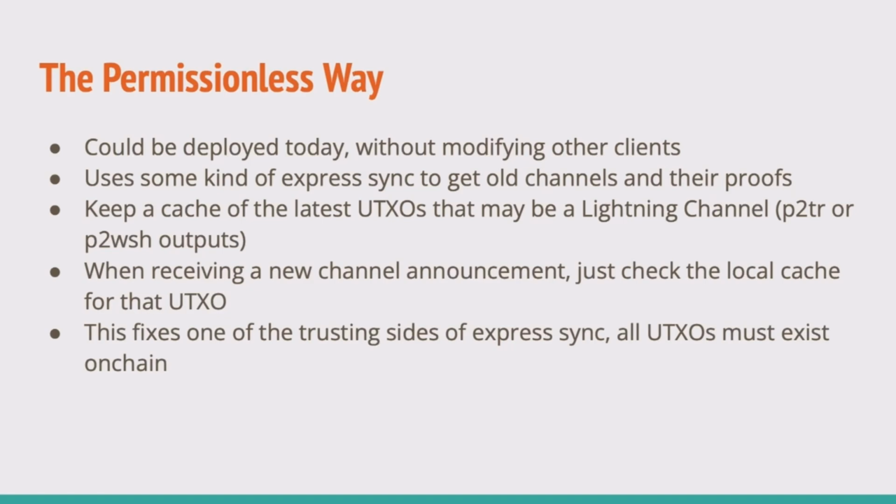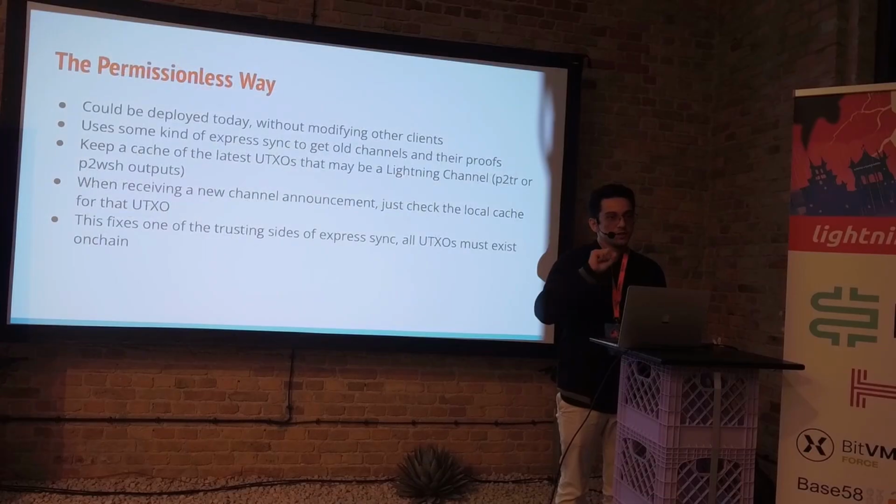And then for new UTXOs, like for new channels, there are some specific UTXOs that can be a Lightning channel. For instance, for now it's basically pay-to-witness-script-hash. So I keep the last two days' worth of those UTXOs, and if I see a channel announcement for one of them, I know it's a channel, I know the UTXO exists. After some time, I can just throw it away. So I need to keep a tiny cache of the latest pay-to-witness-script-hash UTXOs to make the channel. So this can be implemented right now.